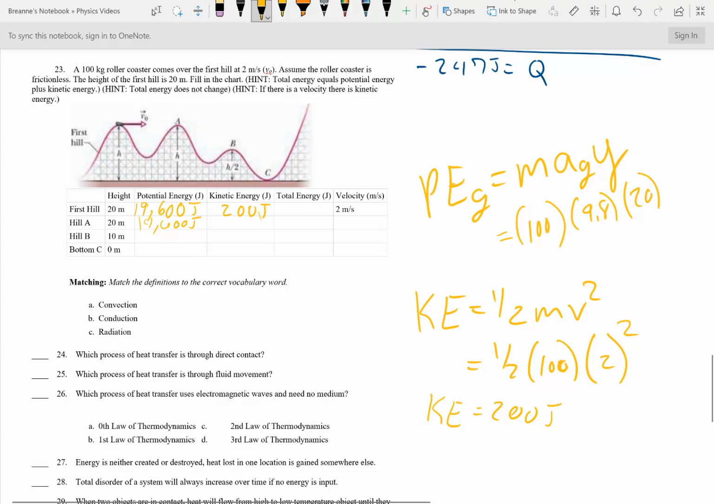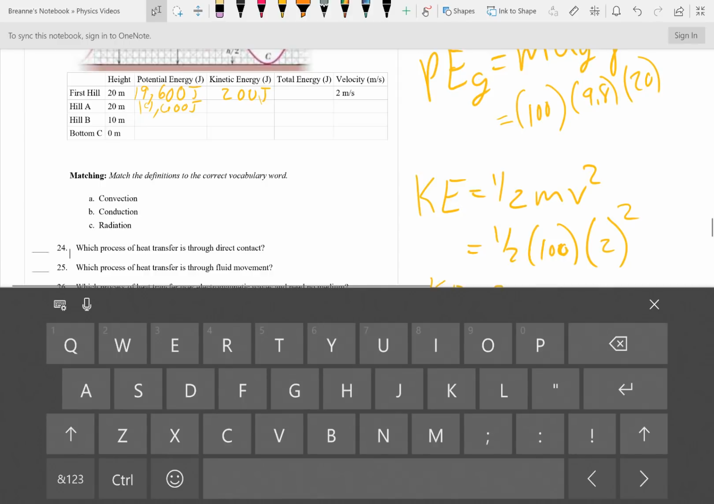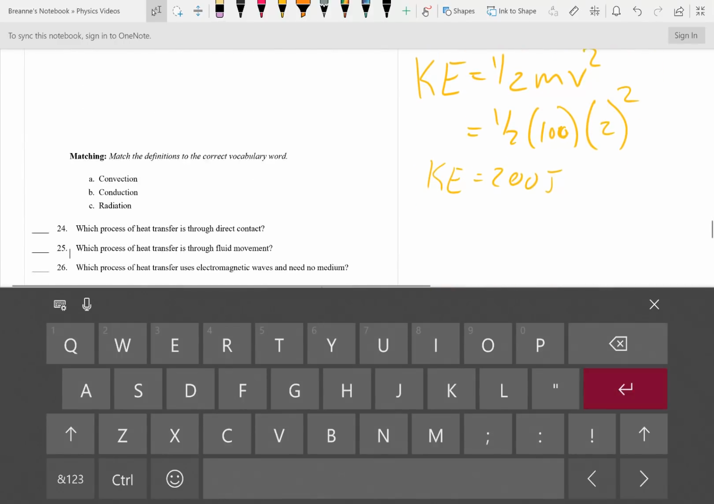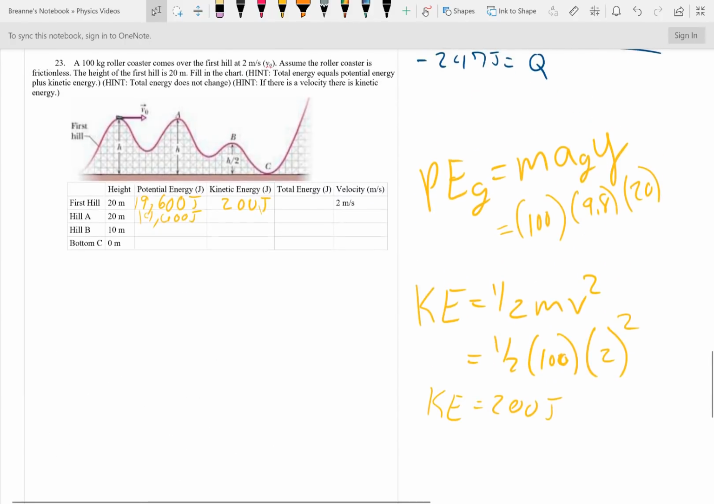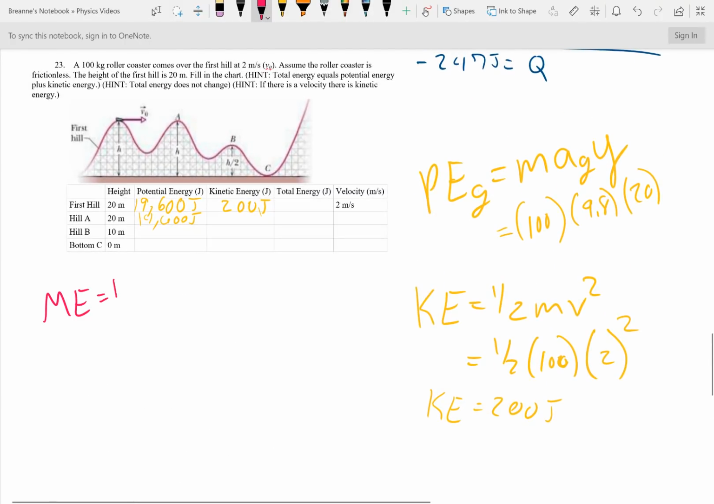Now, your total energy, there we go. It's not moving. I was like, I need more space. Your total energy equation is your mechanical energy equals your kinetic energy plus your potential energy. So remember, another word for total energy is just mechanical energy. So you just add your potential plus your kinetic, and you can get your total energy. So it's this horrible big gross number plus 200. And you get another horrible big gross number, 19,800.